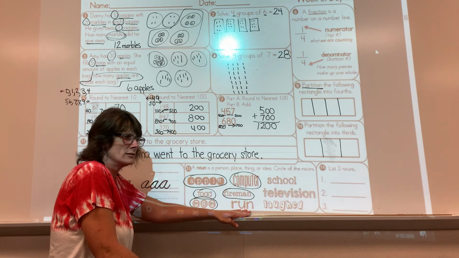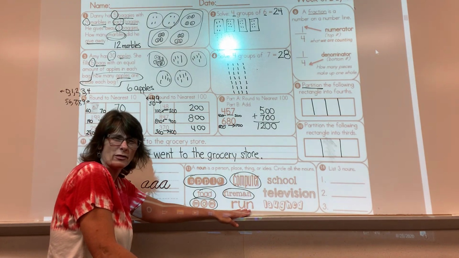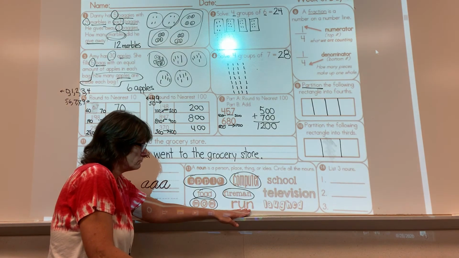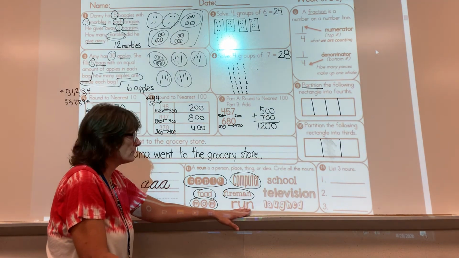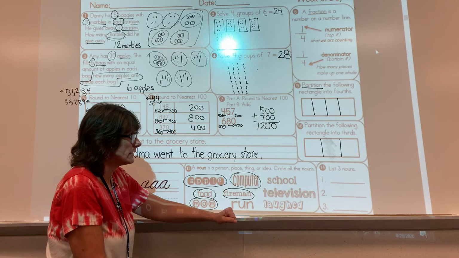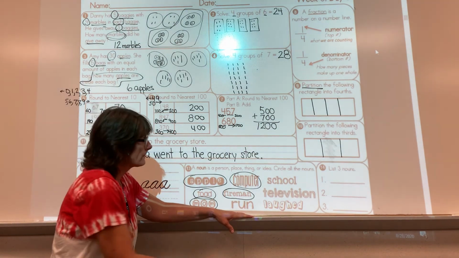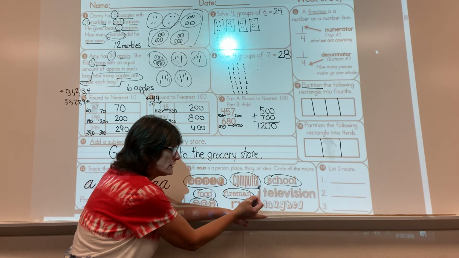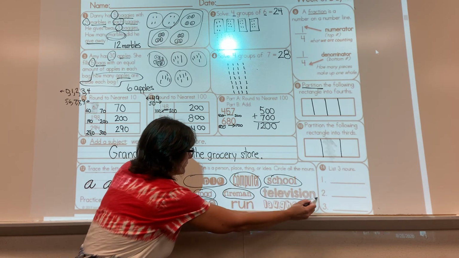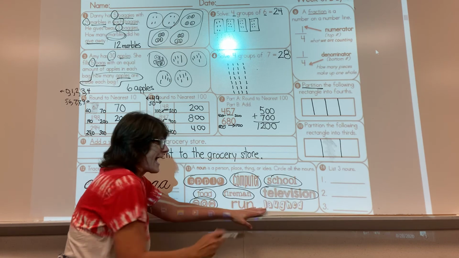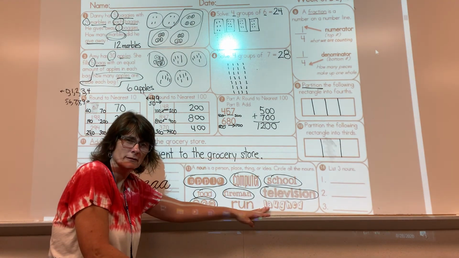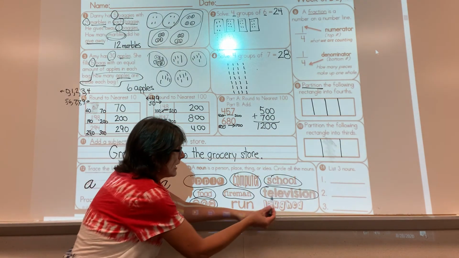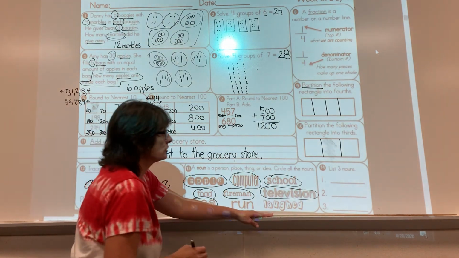How about run? Is run a person, a place, or a thing? No. Run is an action. That's something we do. So we're not going to circle run because it is a verb. School. School is a place. Television. That's a thing. And laughed. How about laughed? That's correct. Laughed is a verb. It is not a noun. So we're going to leave it uncircled.